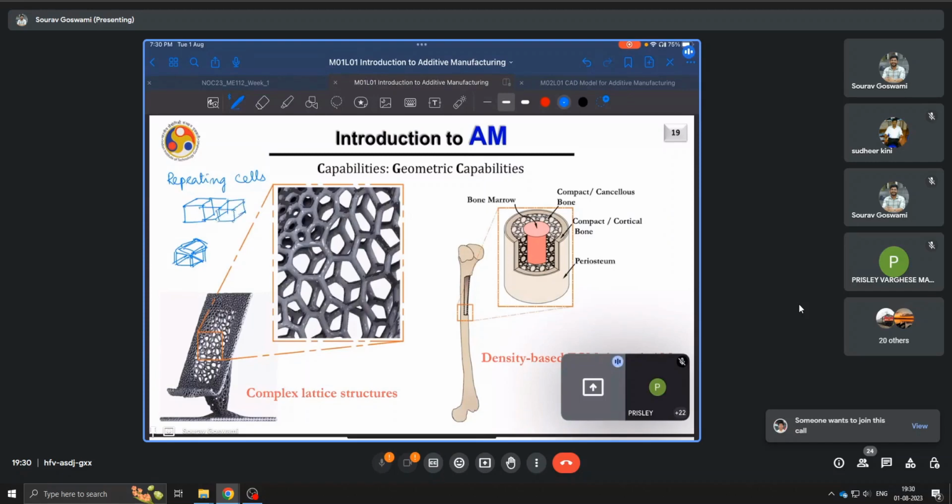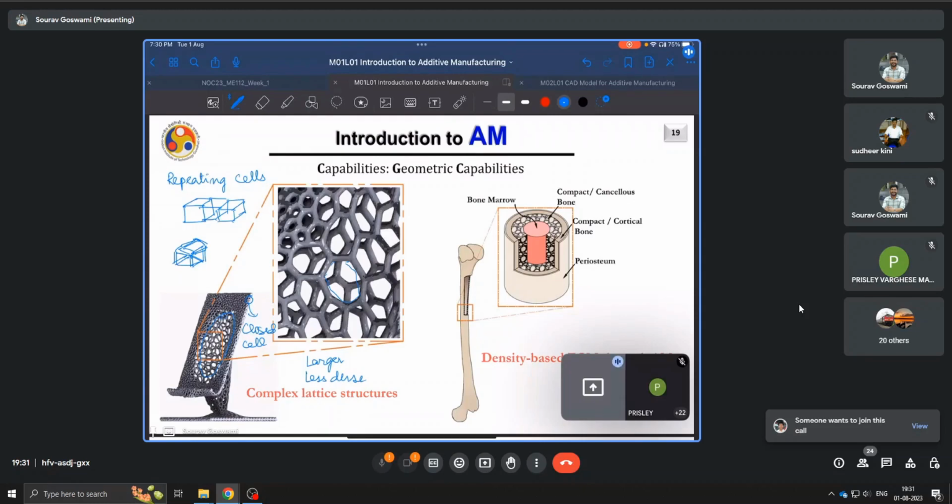Now, even in the lattice structure, you see that there is dissimilarity. So here in this region, it is more porous. So the cell sizes are larger, they are less dense compared to say somewhere on the periphery here, where you might even observe some closed cell porosities. But all of this is easily achievable via AM.